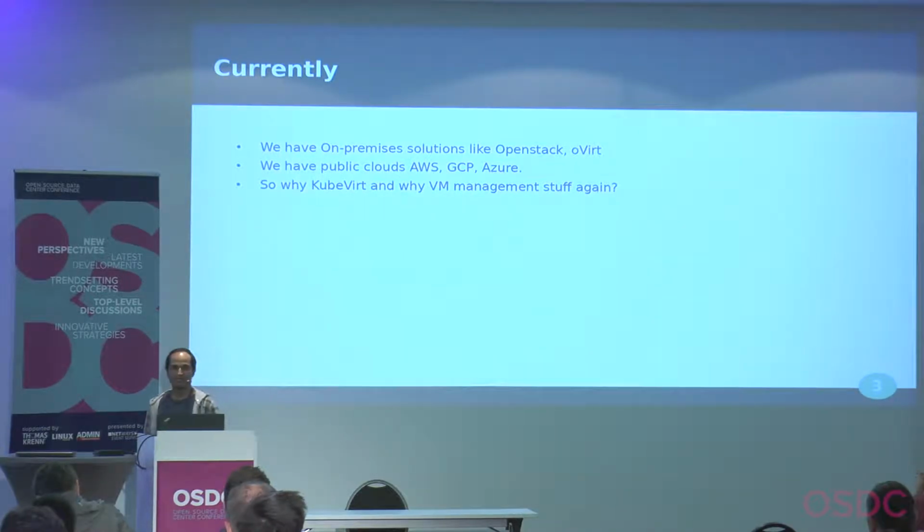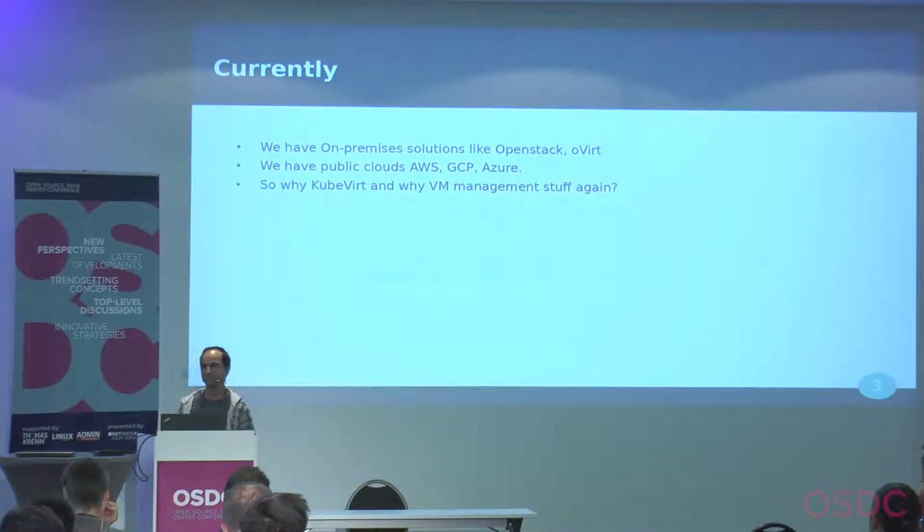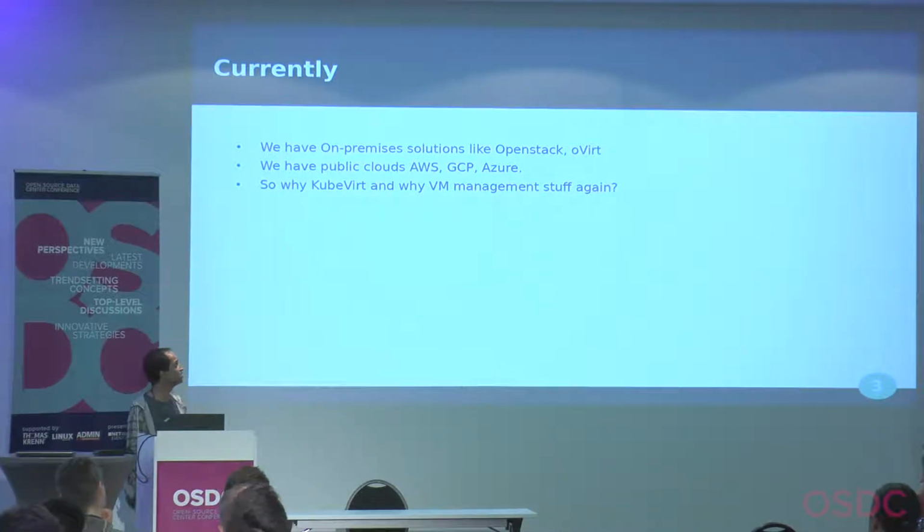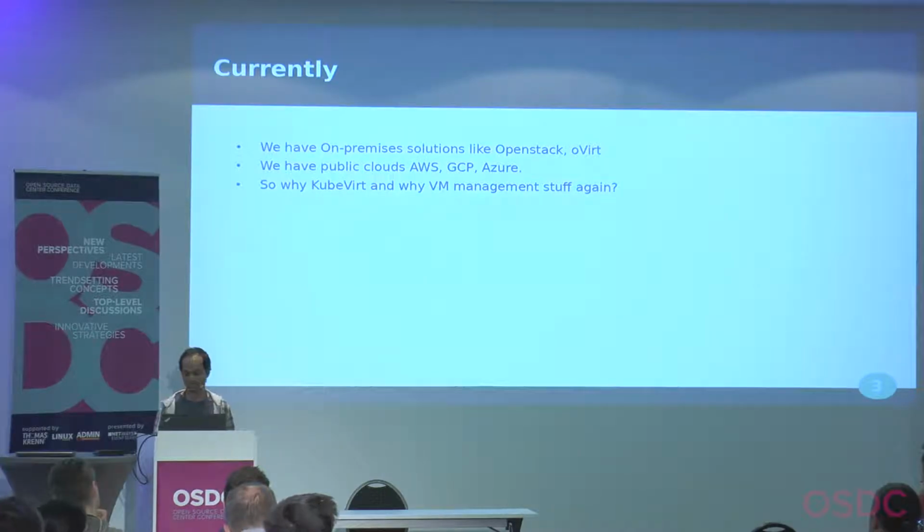So currently, we have on-premise solutions like OpenStack, oVirt, and then we have the public cloud providers like AWS, GCP, Azure, etc. So when we already have these, why KubeVirt and why VM management stuff again? Many new workloads are continuously moving towards containers, but virtualization is here to stay for the foreseeable future because of various business reasons and technical reasons. And so what would happen is both these environments would coexist for some time to come.